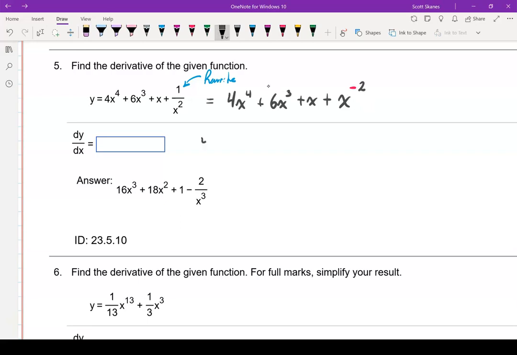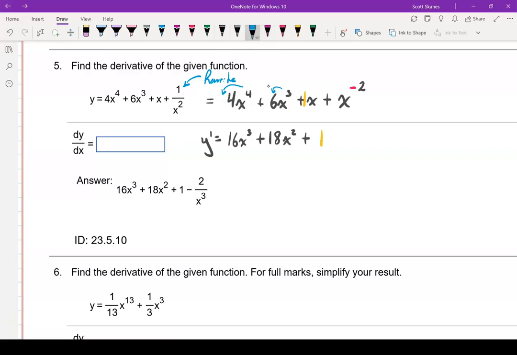Now I'm going to get the derivative of all that. And now the power rule and everything applies. So that comes down, that multiplies, and so on. So this is 16x cubed plus 6 times 3 is 18, x squared. This is technically a 1 in front of the x, and anything with an x on it gets rid of the x when you get its derivative, so that's a 1.